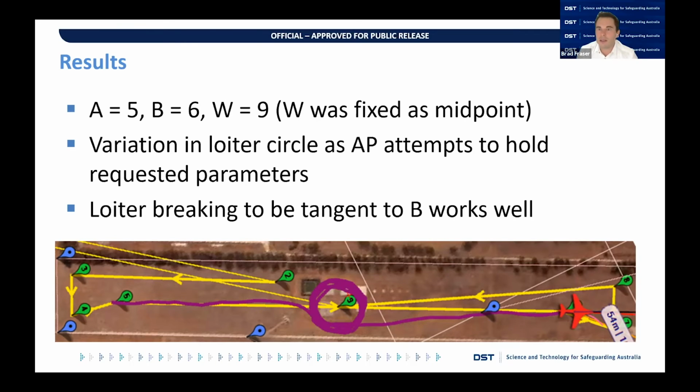As we can see, there is some variation in waypoint tracking, as well as in the waypoint loiter, as the autopilot attempts to hold the requested parameters. And this, of course, contributes to unmodeled distance and therefore error in the time. We can see here, moving from left to right, the tangent waypoint braking worked reasonably well in this instance.